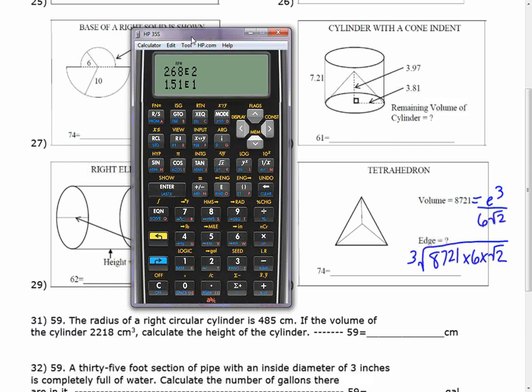So in our calculator, we'll do our 8721, enter. 6 times 2 square root times. And to take the third root, we'll do 3 yellow, and then on the square root key, we'll take that third root. So that edge we get is 4.20 times 10 to the first, or we get 42.0.